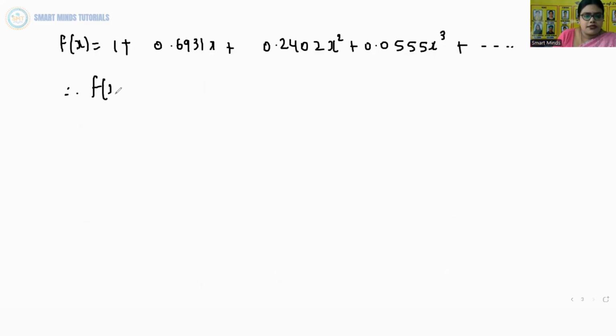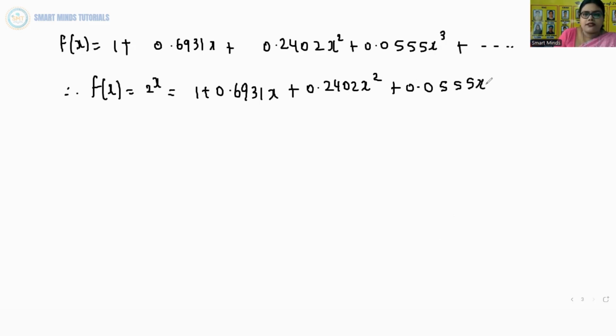Therefore, f of x is equal to 2 power x, that is equal to 1 plus 0.6931x plus 0.2402x square plus 0.0555x cube plus so on.